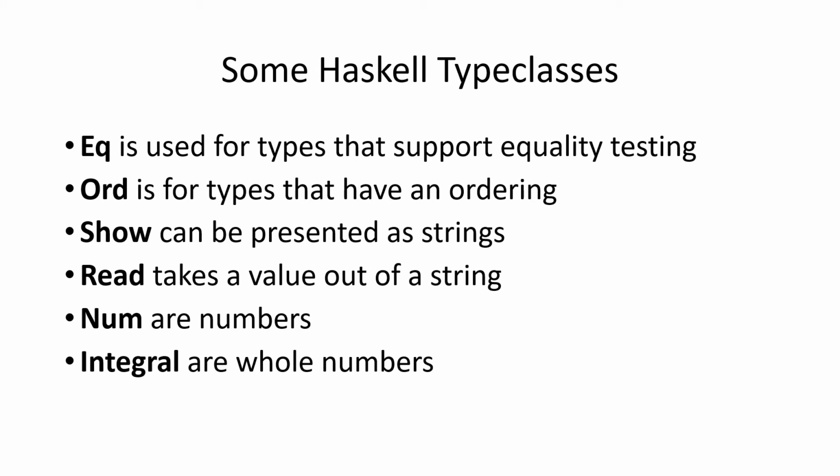Here are some of the type classes that Haskell has. These are not individual types, but they are groups of types. In other words, Eq is for any type that supports comparisons. You can compare numbers, letters, but you can't compare functions. Ord is for types that can be ordered, things you can put into order. Letters and numbers can be put into order. And of course, Nums are numbers, Integrals are whole numbers.